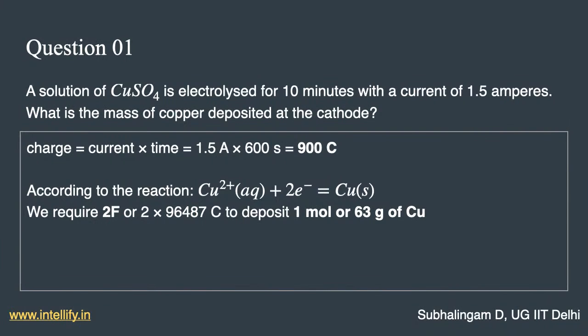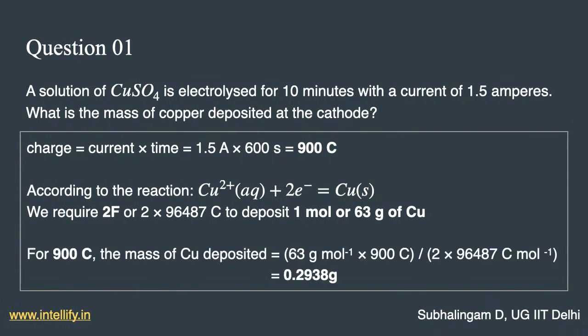Then according to the reaction, Cu2+ plus 2 electrons gives Cu. So we need 2 Faraday, or 2 times 96,487 coulomb, to deposit 1 mole or 63 grams of Cu. Why 63 grams? That's the atomic mass of copper, if you don't know. If you need 1 mole of copper, you need 2 moles of electrons. The charge of 2 moles of electrons will be 2 Faraday, that is simply 2 times 96,487 coulomb.